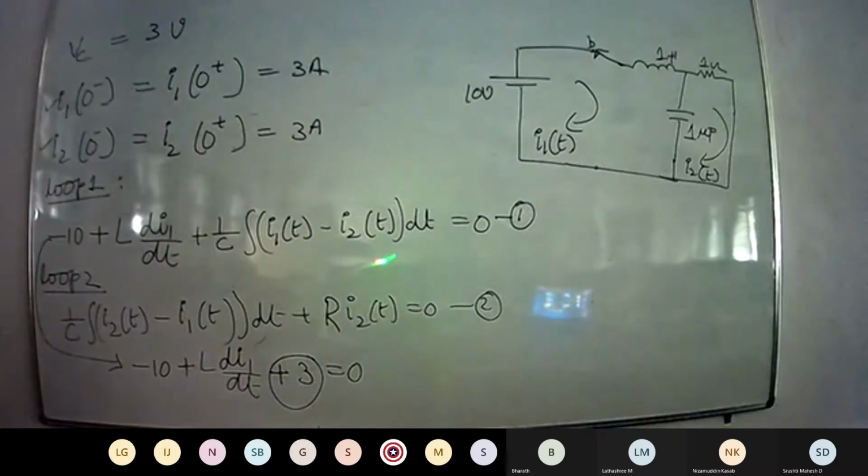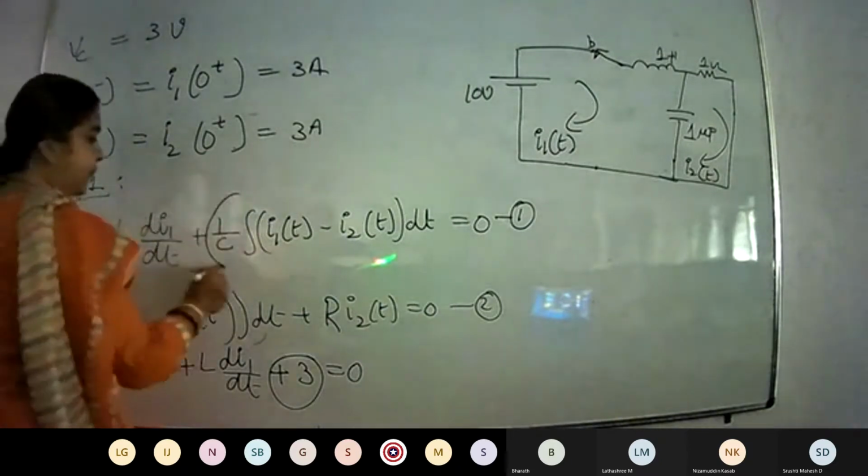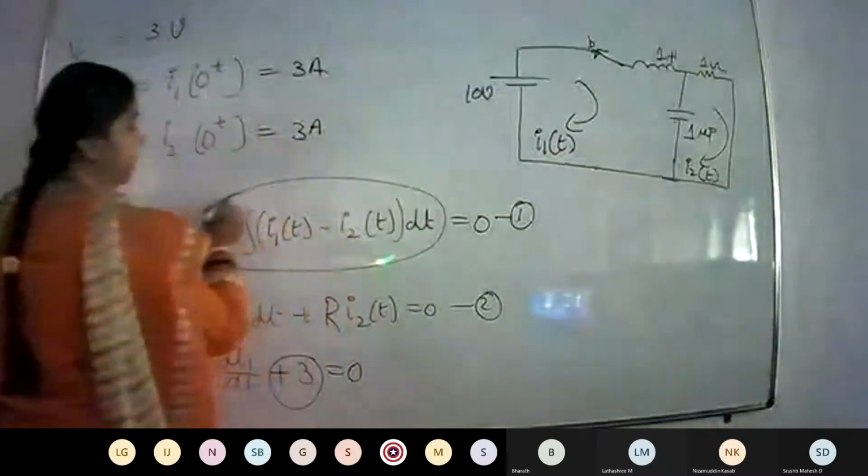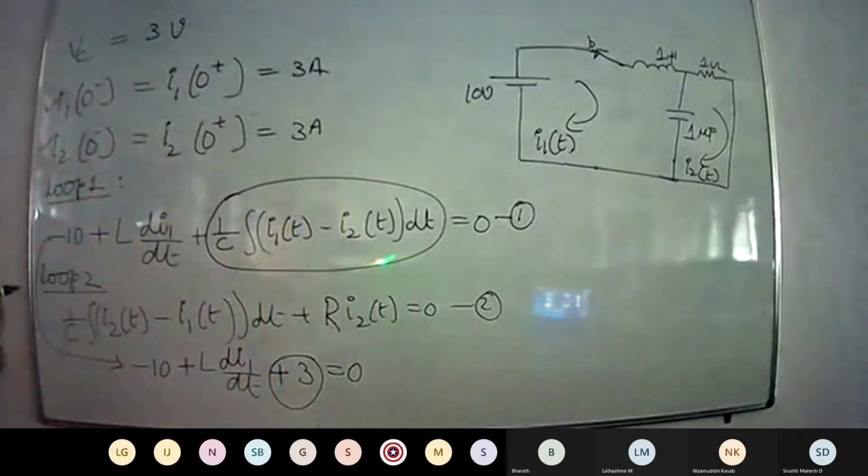What does this represent in mesh analysis? In mesh analysis, we write the voltages. So what does this full term represent? This full term represents the voltage across the capacitor.